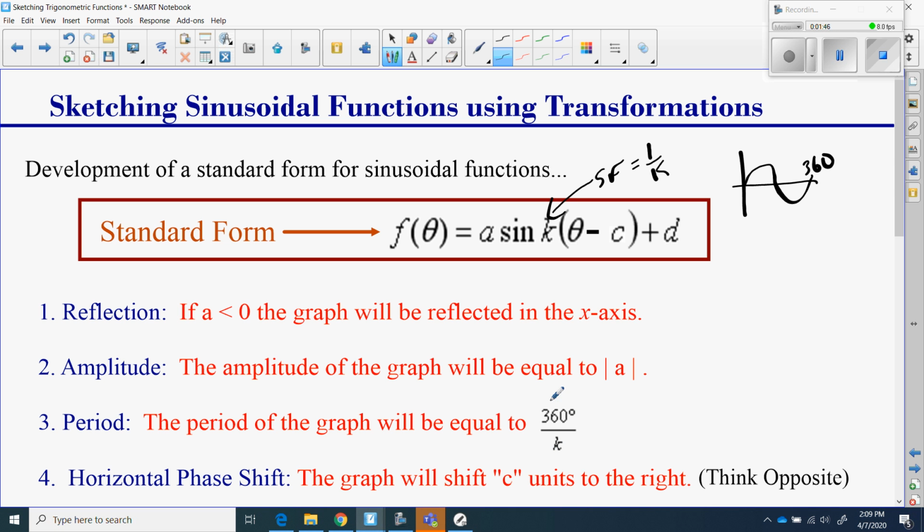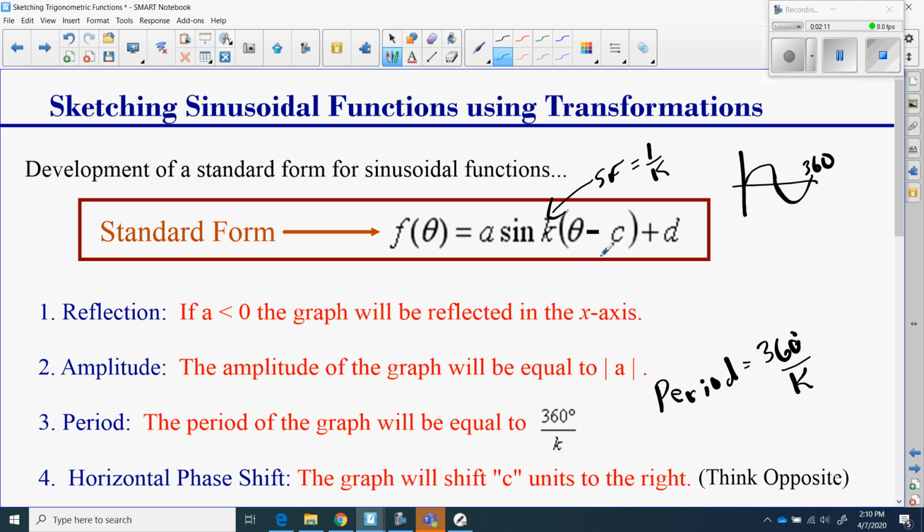So in general, the period of a graph is always, in degrees, 360 degrees divided by whatever that number is right there, your horizontal stretch factor. If it was in radians, this would change and now be 2 pi instead of 360 degrees.